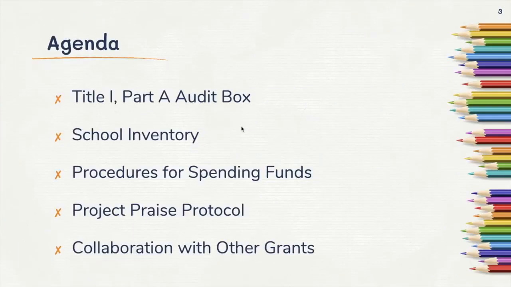Today's agenda, the first thing we'll look at is our Title I Part A Audit Box. We've redesigned it just a little bit, taking out all the documentation that we could possibly find in other sources so that it now only contains documentation that only schools can provide. So there's less that you have to actually add to your Audit Box. Then we're going to look at school inventory. You now have an inventory person at your school and an inventory sheet so that we can better track inventory at the school level. We're going to look at procedures for spending funds.